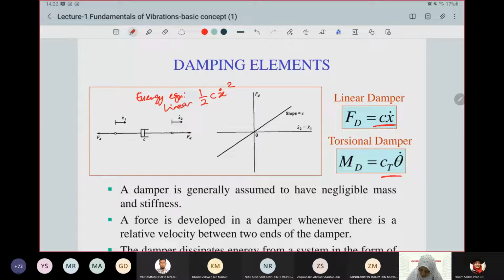Okay. For torsional, what do you think for torsional? Or rotational? It should be half C t theta dot square. Yeah, C t, to differentiate it from that C. Don't forget the theta dot square. So those are the energy equations for dampers.